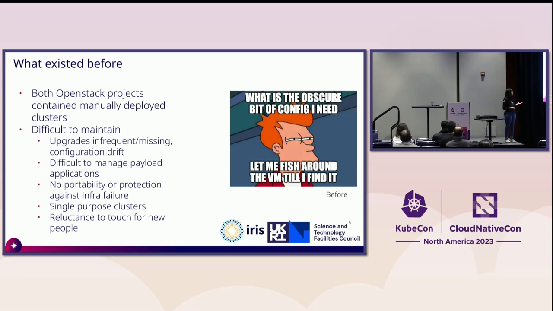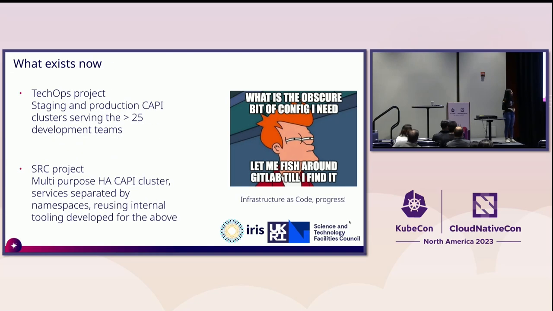And clunky stuff like this just makes it difficult for anybody to want to touch it, but least of all new people. So this kind of conversation was very common in the office, which was, "Where's that YAML? I can't find it. It's on this VM somewhere. I don't remember where it is." So now we fish around for our YAMLs on GitLab instead.